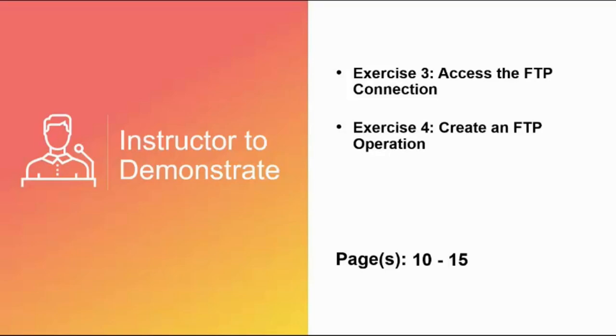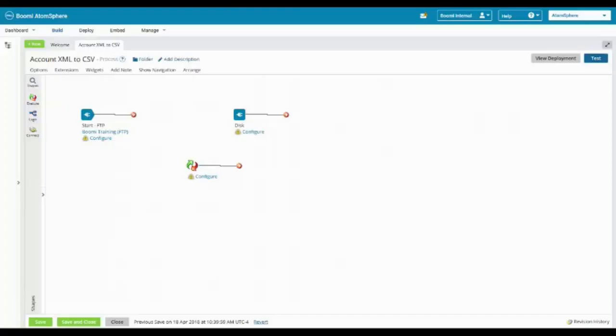I'm going to walk through how to set up the FTP connector for our scenario. Remember, just sit back and watch as I build this out, and then I'll have you complete these steps on your own. Now I'm going to do exercise number 3 to access the FTP connection, and exercise number 4 to create an FTP operation. This is in your book on pages 10 to 15. We're going to begin with exercise 3, accessing the FTP connector.